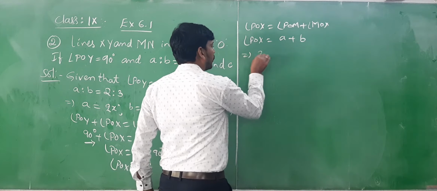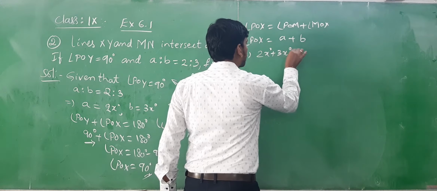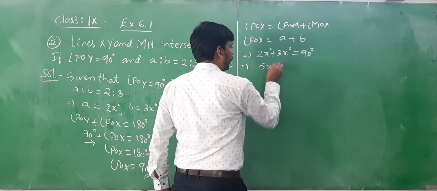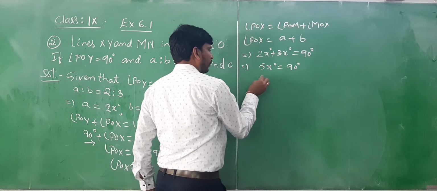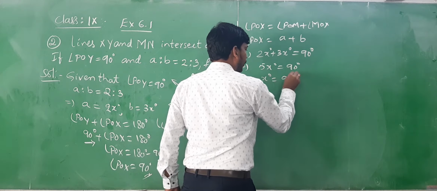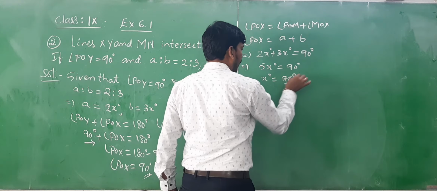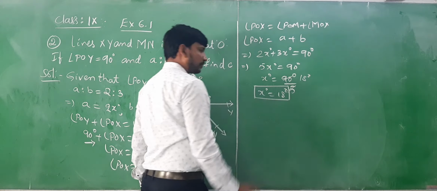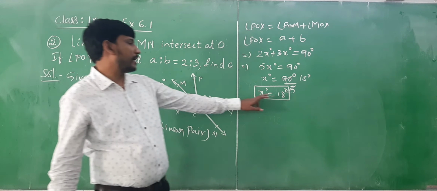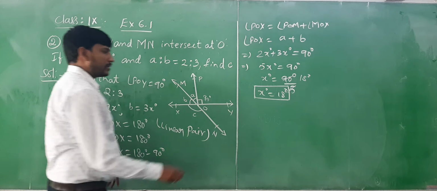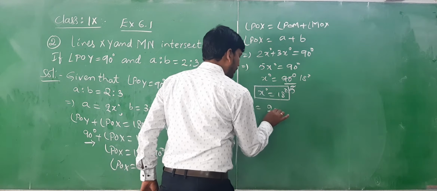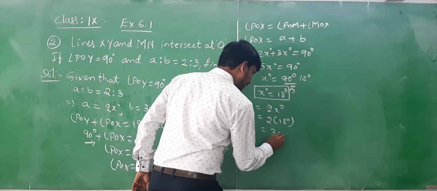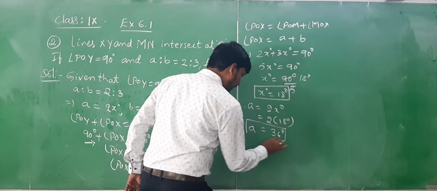So 2x degrees plus 3x degrees is equal to 90 degrees. Now 5x is equal to 90 degrees. Transpose 5 to RHS. X degrees is equal to 90 degrees by 5. By cancellation we get 18 degrees. So x degrees is equal to 18 degrees. So if x is 18, then what is the value of A here? A is equal to 2x degrees, which is 2 into 18 degrees, which is equal to 36 degrees. So we got A is 36 degrees.